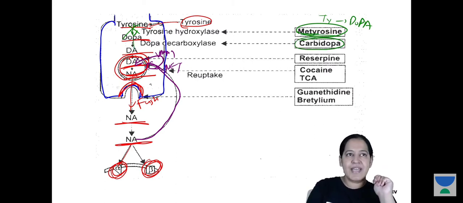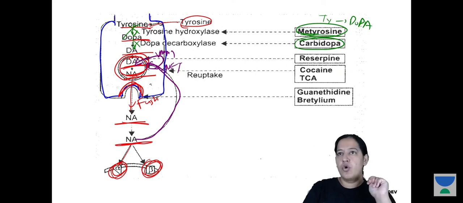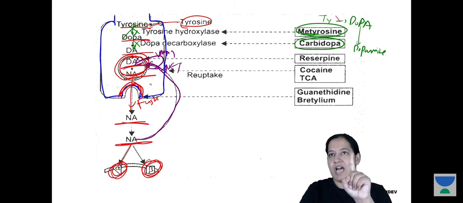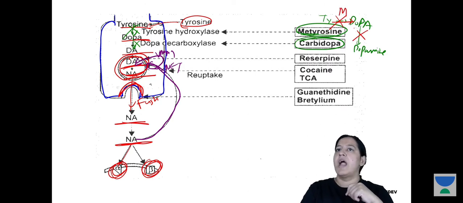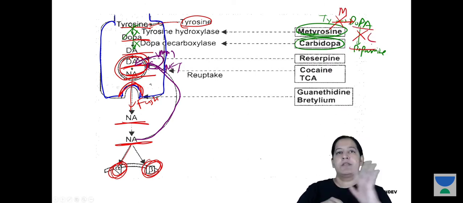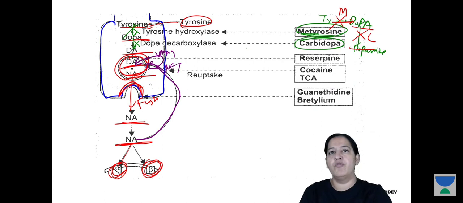Carbidopa inhibits the second step, dopa to dopamine. So dopa to dopamine gets inhibited by carbidopa. So two poisons: tyrosine to dopa by metyrosine, and dopa to dopamine by carbidopa. So two poisons are done here. Let me move further.